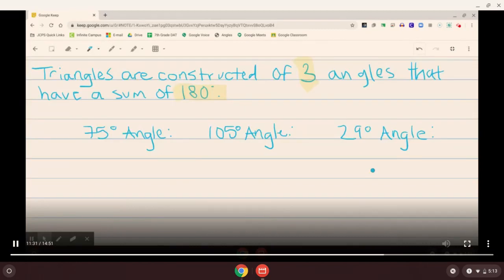So I'm going to give you guys a couple minutes to do this yourself. Remember, you can pace yourself for this. If you need more time, pause the video for longer. If you need less time, then you can fast forward. But you're going to do the 105-degree angle and 29-degree angle.